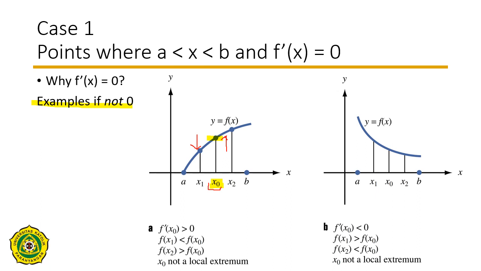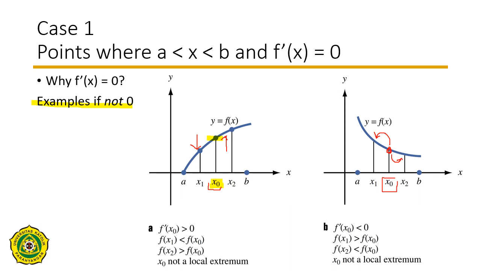Similarly, if we have another example here, our point is still x0, and then we check the gradient at that point. We can see that here the slope is decreasing. Decreasing means that before that, there is a point that is better than that, and after this, there is a point worse than that.